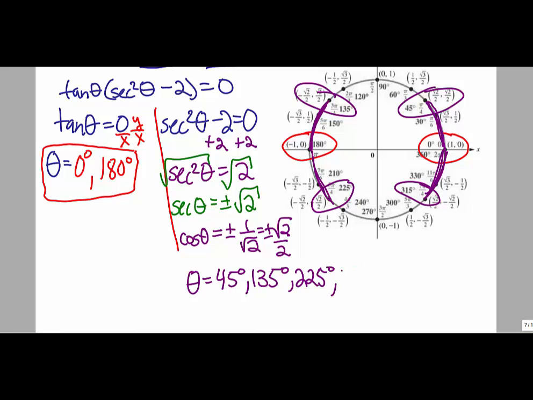And all of these have a secant value, either plus or minus square root of 2, and also a cosine value of plus or minus square root of 2 divided by 2. So we end up with actually 6 solutions from 0 to 360.